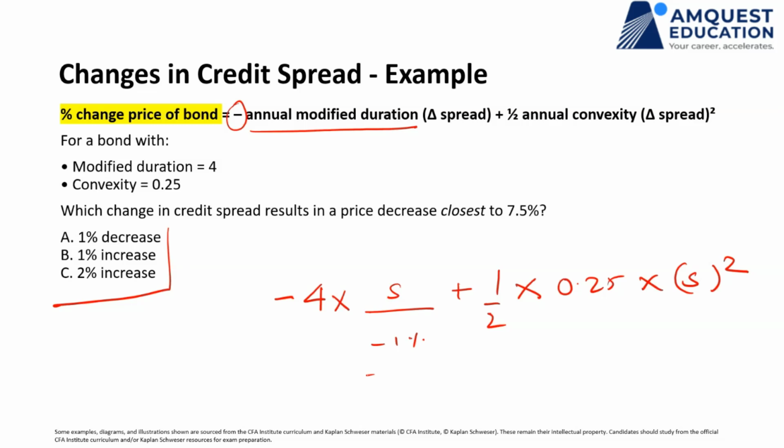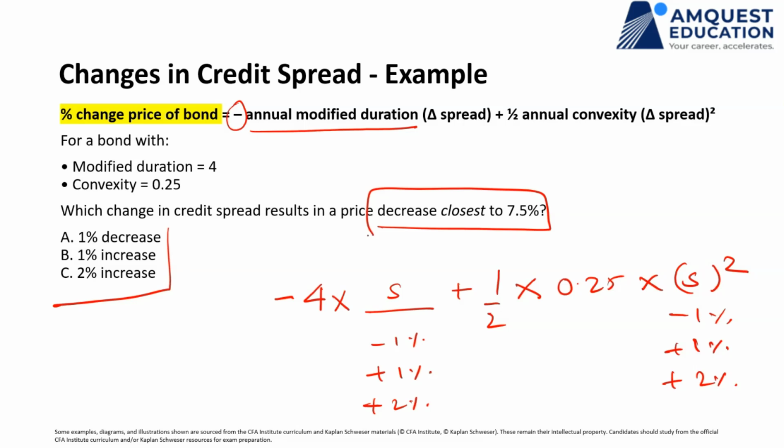Minus 1%, plus 1%, plus 2%. Minus 1% square, plus 1% square, plus 2% square. And they are asking for a price decrease. There's only one way price can decrease: your price can only decrease if the spread increases. So out of these two, you will have to figure out the right answer, and whichever gets you closest to 7.5% as percentage change in price of the bond is your answer. If that is a 1% or 2% increase.